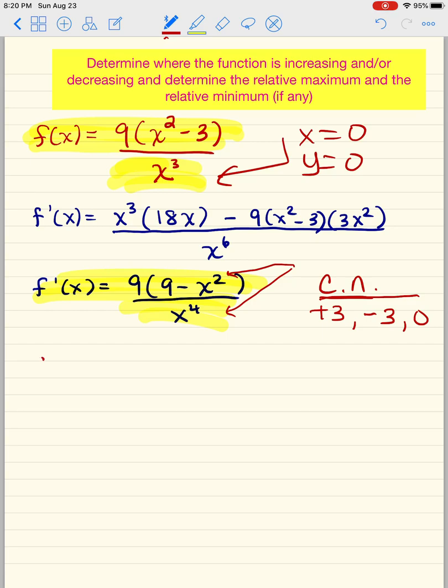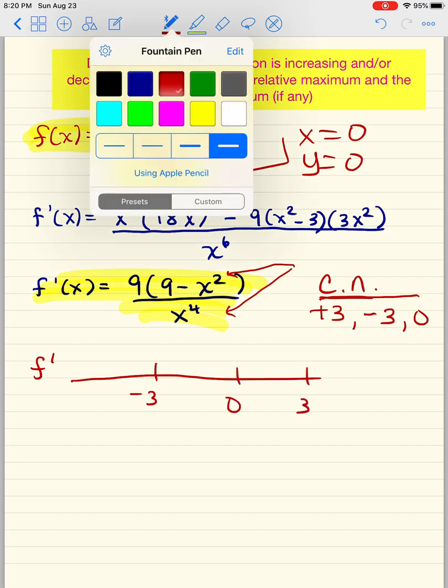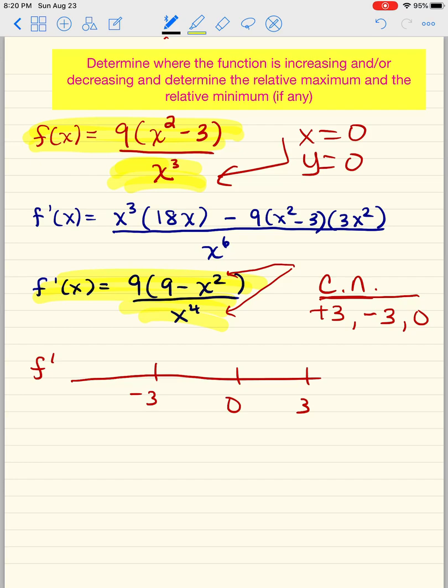So once you do that, what we're going to do is we're going to put f prime. We're going to draw a number line. We're going to put negative 3, 0, positive 3, and we're just going to test some values. And where are we going to put those values? In the derivative, okay? So I'm going to pick negative 4.